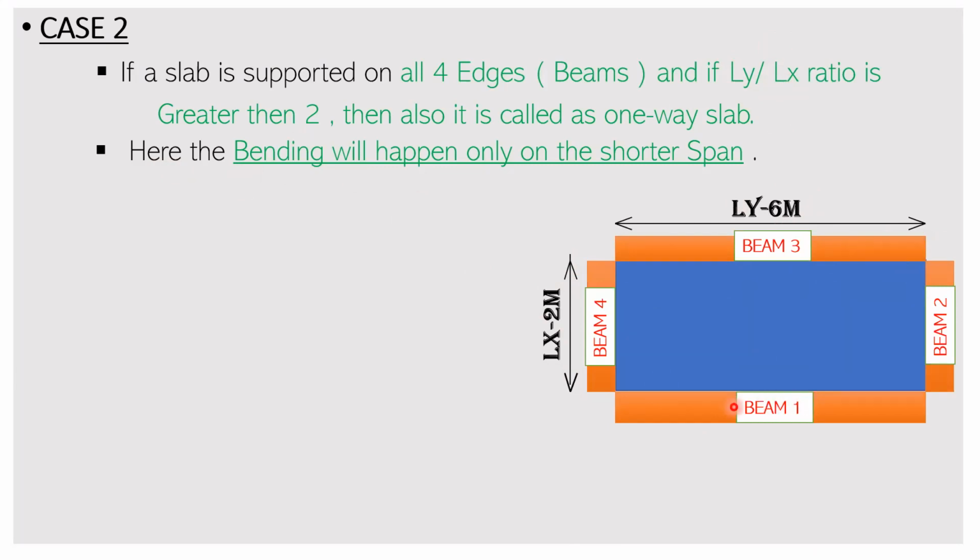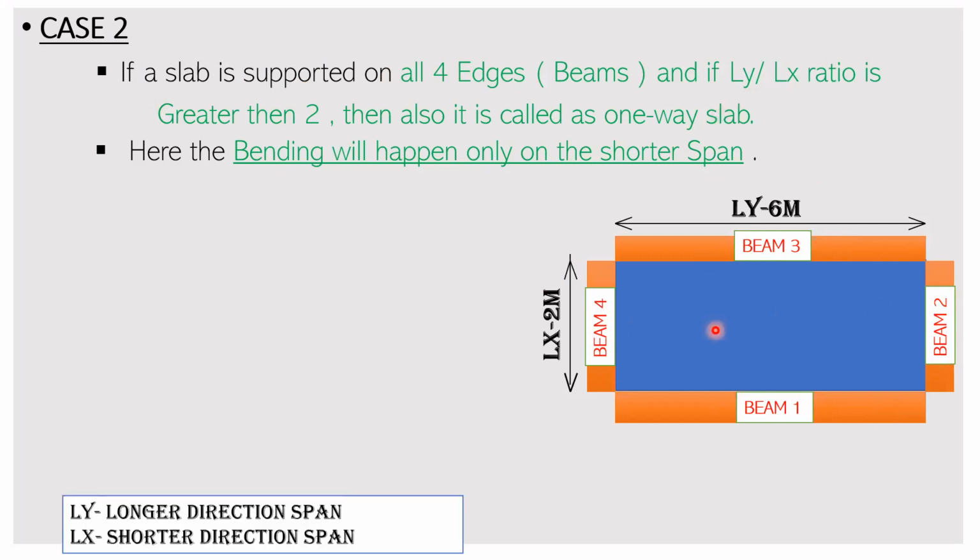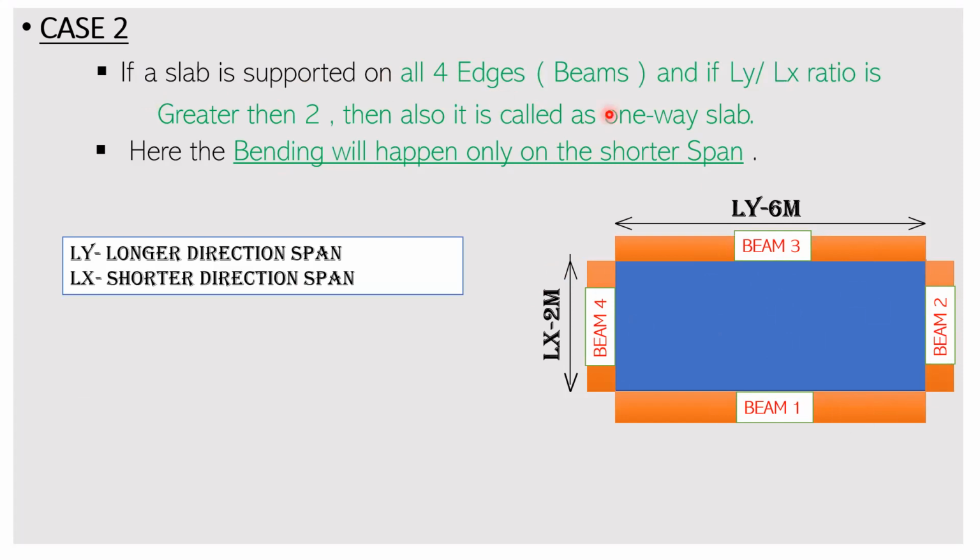Let us say this orange one is beam 1, this is beam 2, this is beam 3, and this is beam 4. That is why it is written, if a slab is supported on all four edges, and this particular slab is supported on all four edges, and if the Ly by Lx ratio is greater than 2, then we call this a one-way slab. Now Ly is the longer direction span, right? 6 meter is the longer direction, that is why it is written as Ly, and Lx is the shorter direction, so that is why it is 2 meter. Always Ly stands for the longer direction span and Lx stands for the shorter direction span.